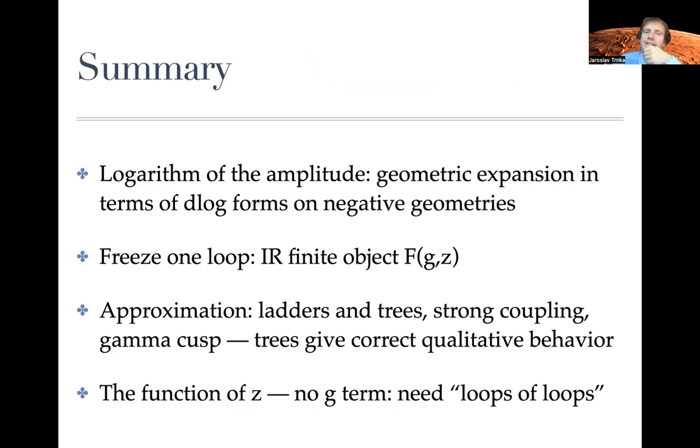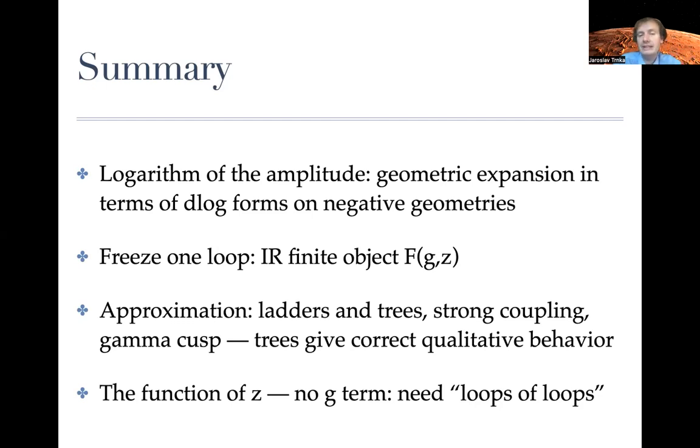We were interested in the logarithm of the amplitude, in the gamma cusp, and in this finite object. We were able to define geometrically what this object is as a sum of these negative geometries, but they were too complicated for us to integrate. Because in the end we really wanted to integrate, we used this geometric approximation where we only took the ladders or the trees. In that case, we were able to evaluate them, resum them, and go to strong coupling, and then we compared to the results in the literature.